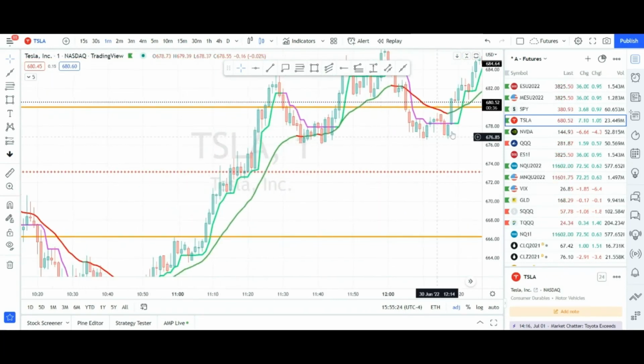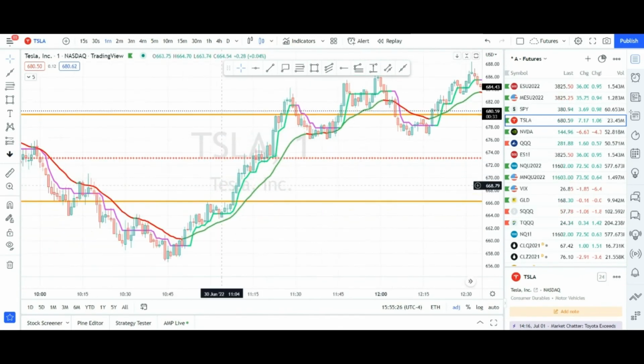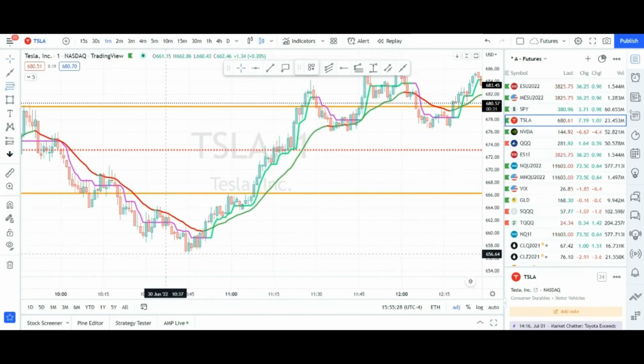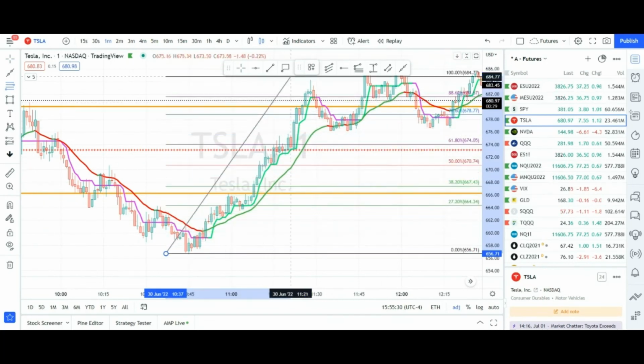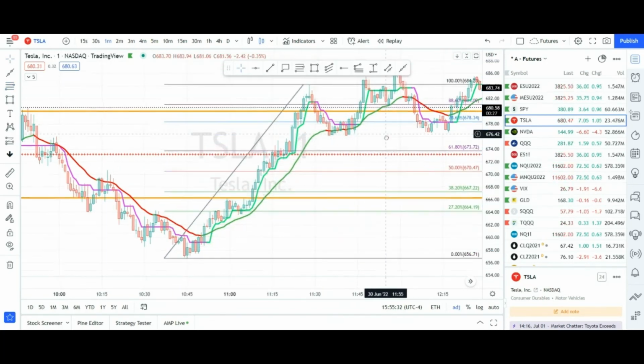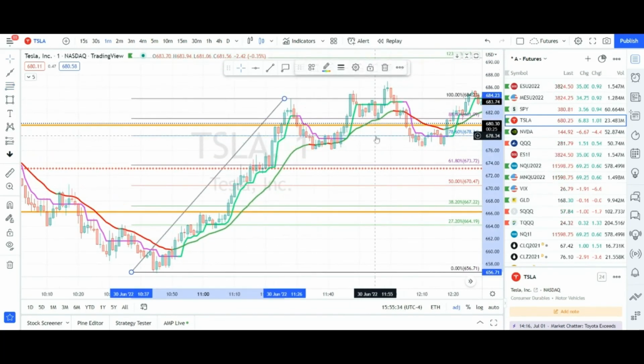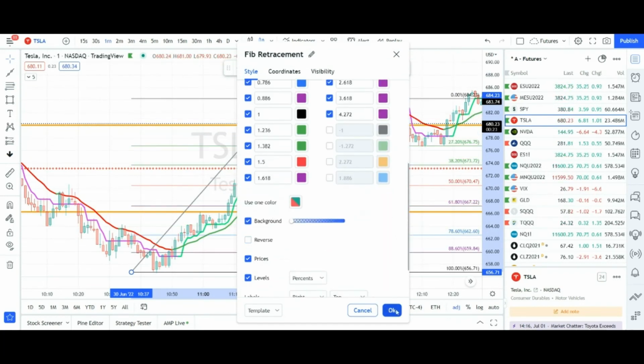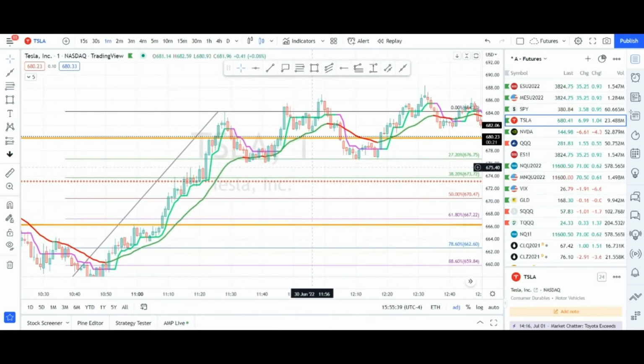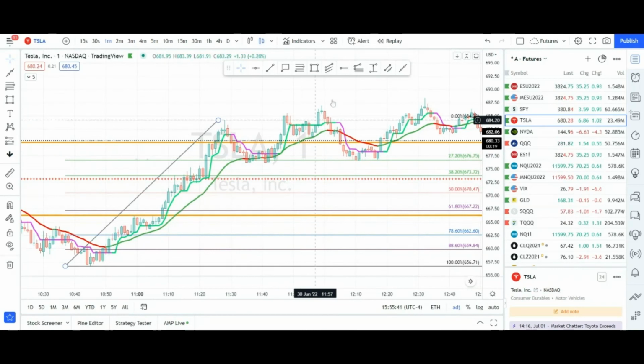If I am waiting for the second trade, the same strategy from here to here. If it is not breaking 50, 61.8, and if it is reversing, then I can go in the same trade. Okay.